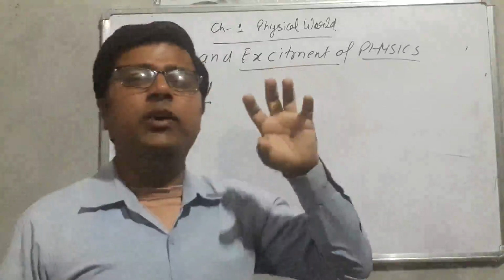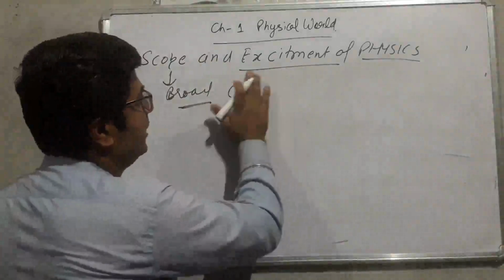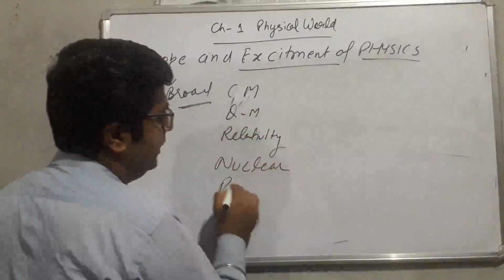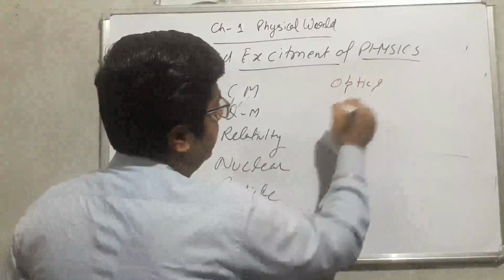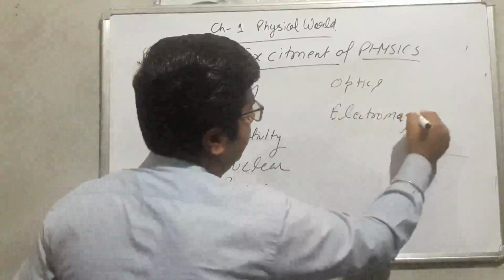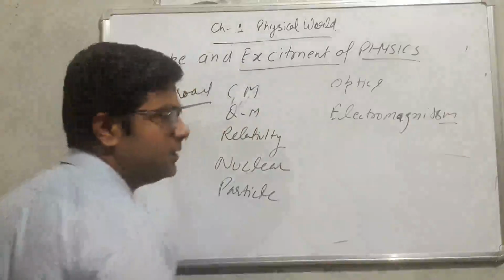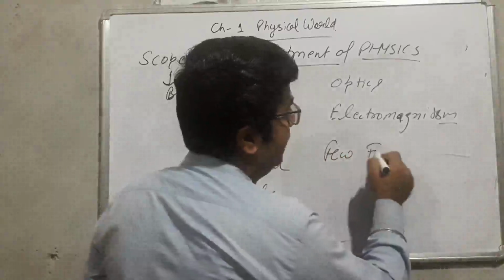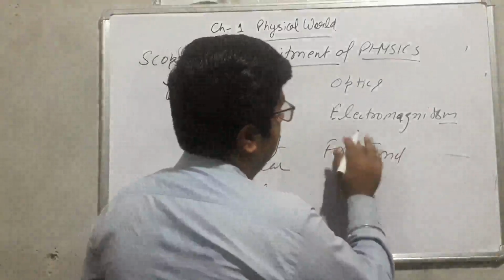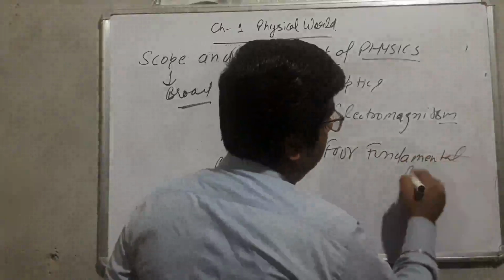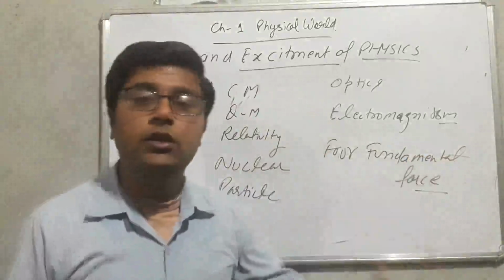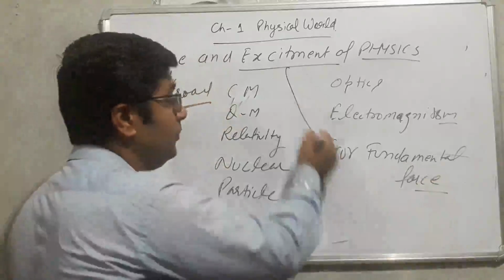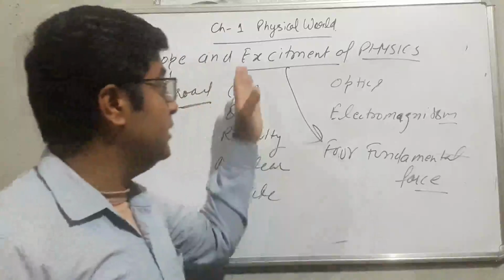It is quite easy, even though it has so many branches like classical mechanics, quantum mechanics, relativity, nuclear physics, particle physics, optics, electromagnetism, and many others. They can all be studied with very few fundamental forces, with 4 fundamental forces. The meaning is, we can discuss a variety of questions with 4 fundamental forces. That's why it's very easy to study. So this is the excitement of physics.